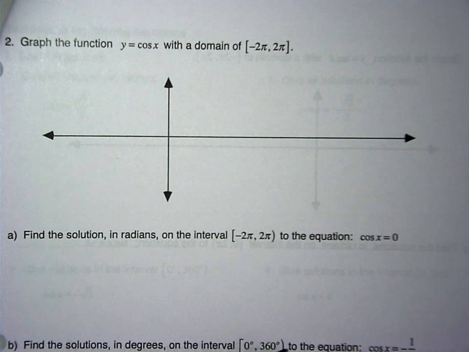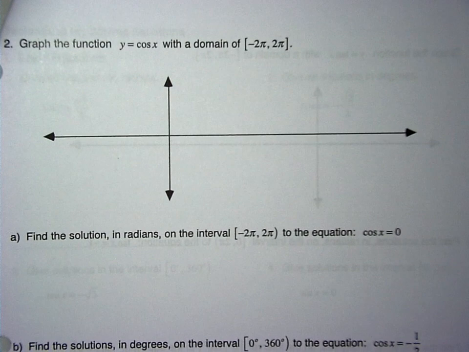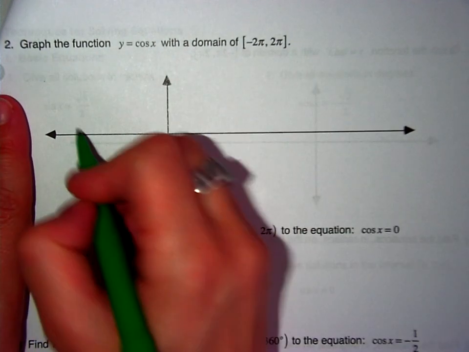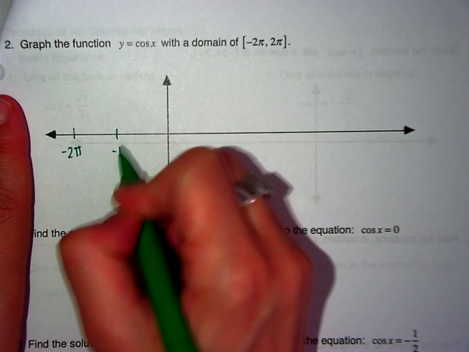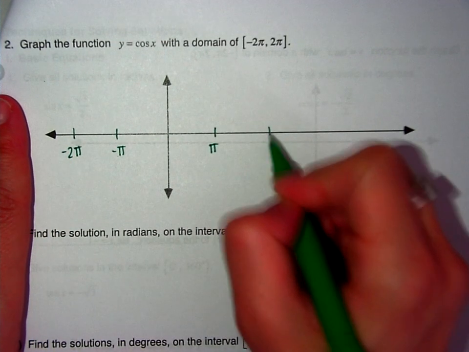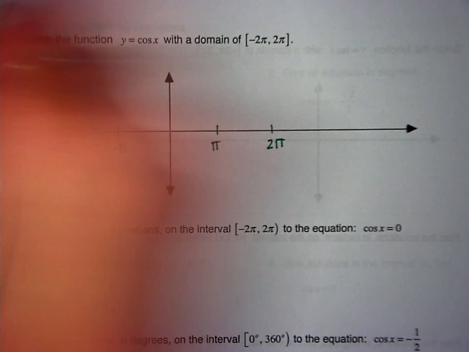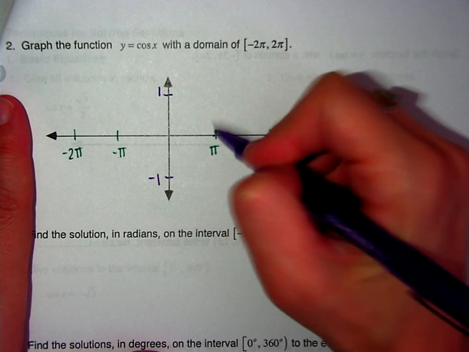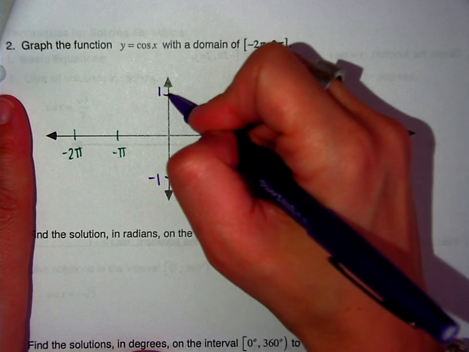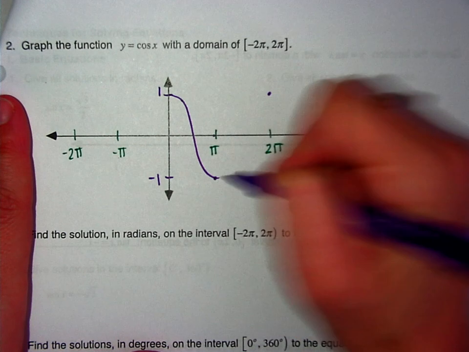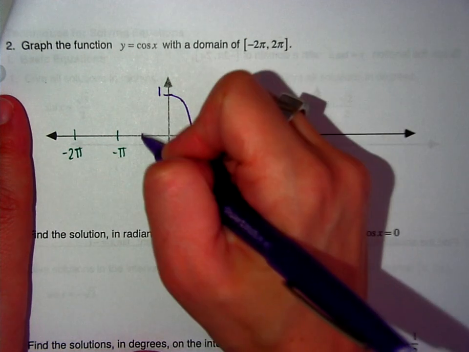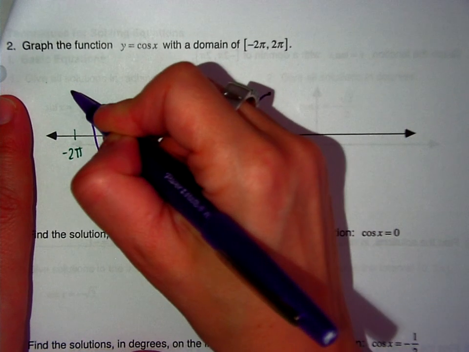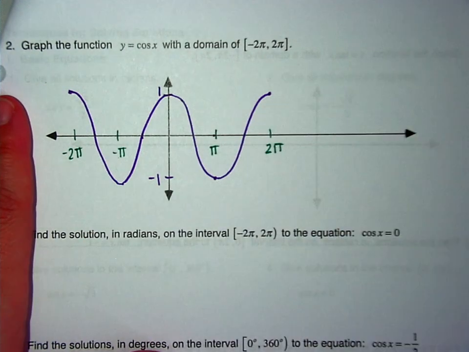We're going to turn on to page 11 now, and we're going to talk about cosine. It's very similar. This time they only want us to graph a cosine graph from negative 2 pi to 2 pi. So here we go. And with cosine, we know we start up at 1, down at negative 1. Okay, so there's our basic cosine graph.